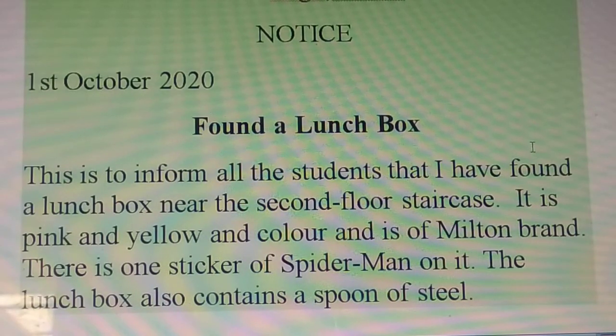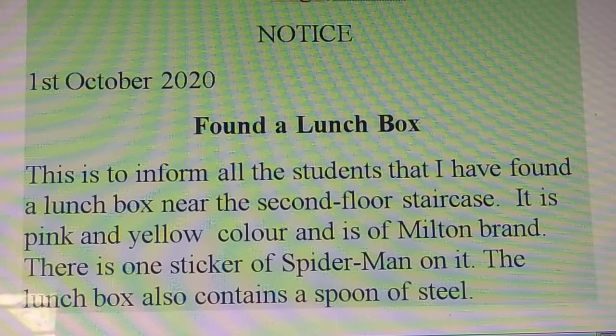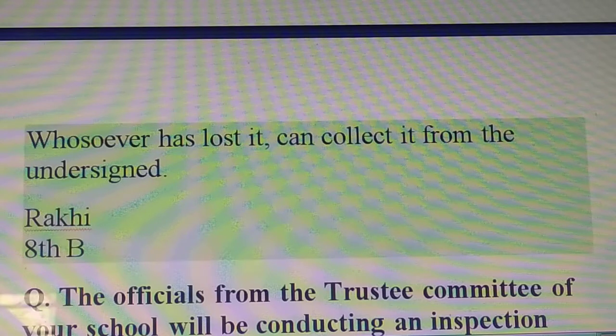Found a lunchbox. This is to inform all the students that I have found a lunchbox near the second floor staircase. It is pink and yellow color, Milton brand. There's one sticker of Spider-Man on it. The lunchbox contains a spoon of steel. Whosoever has lost it can collect it from the undersigned, Rocky 8B.